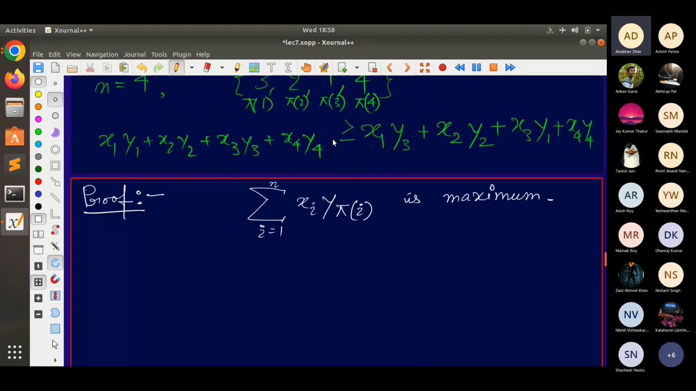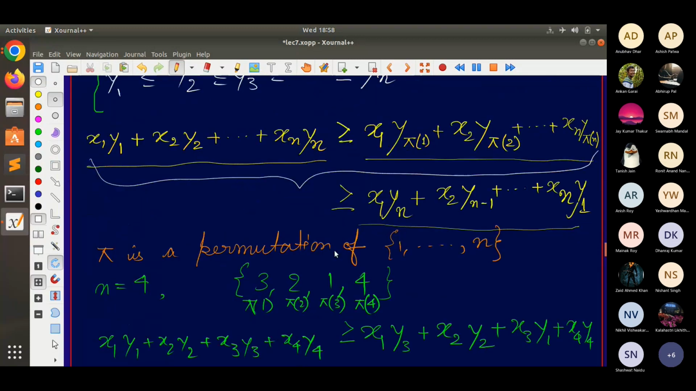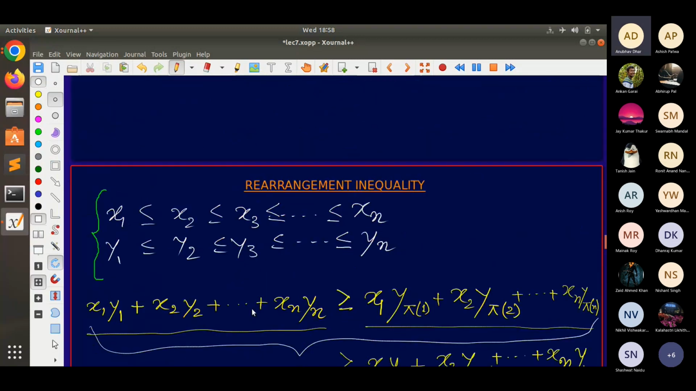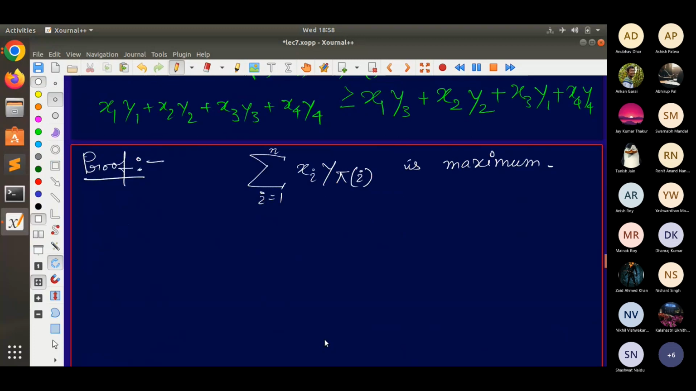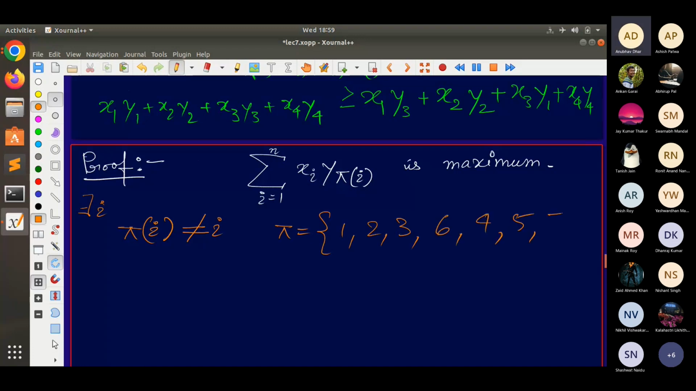Now, since you assume that this particular permutation is not the identity permutation, there will be some I such that pi of I is not equal to I, right? There exists I such that pi of I is not equal to I. Out of all those i's, just take the minimum. For example, if you have pi as 1, 2, 3, 6, 4, 5, 7.